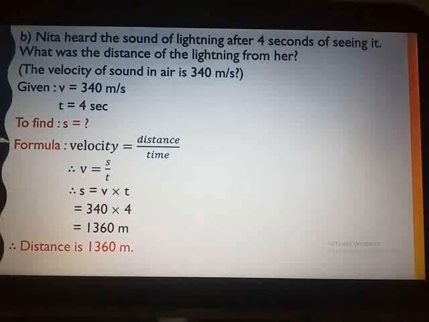They have given us the timing. They have given us the velocity. You are told to find the distance. Very simple. Velocity is distance upon time. Substitute the values. You will get the value of distance. The next textual example is number 3.